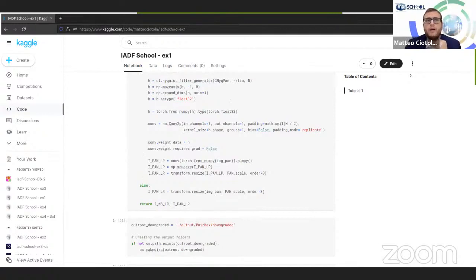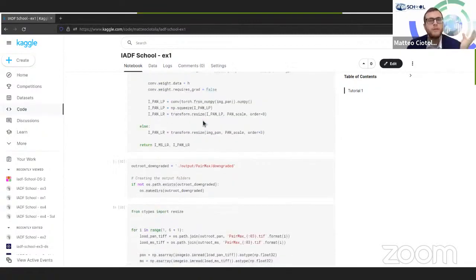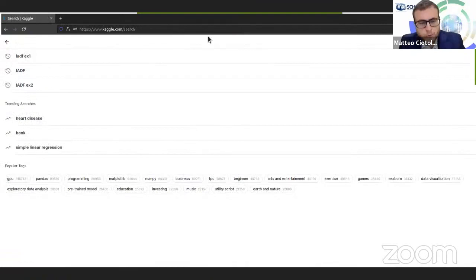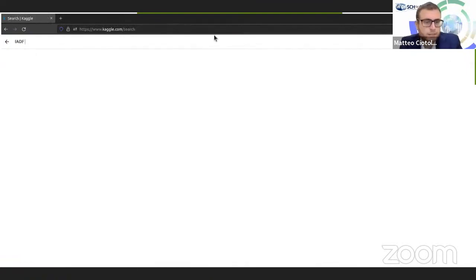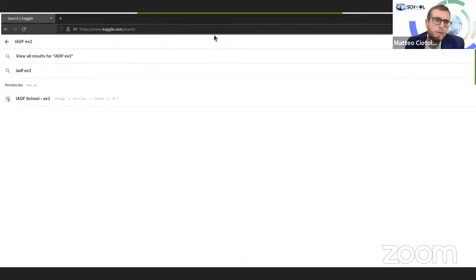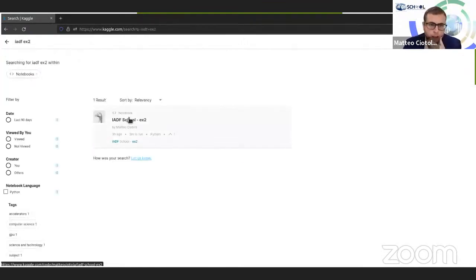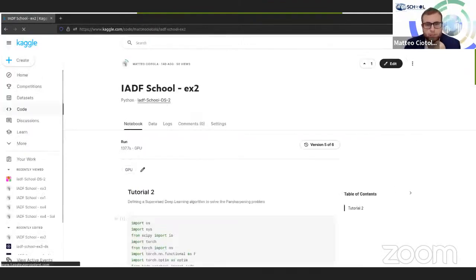Okay. Now, essentially, we are ready to pass to deep learning. So, let me show you the second guided exercise, writing in the search bar IADF X2. This one. Okay.